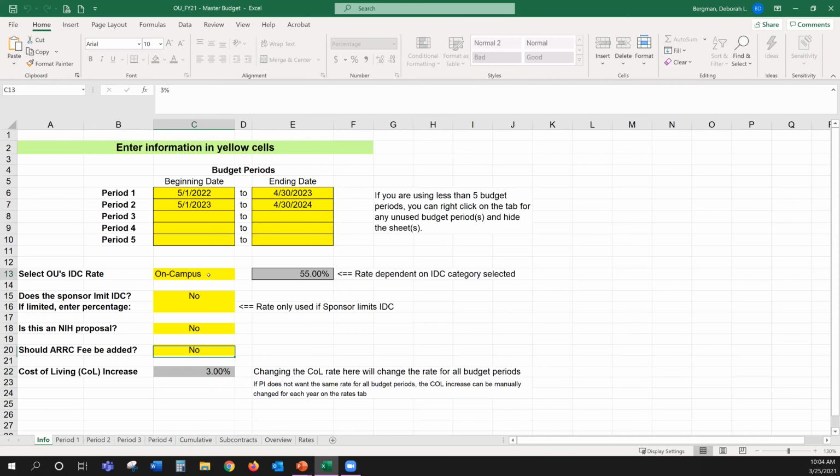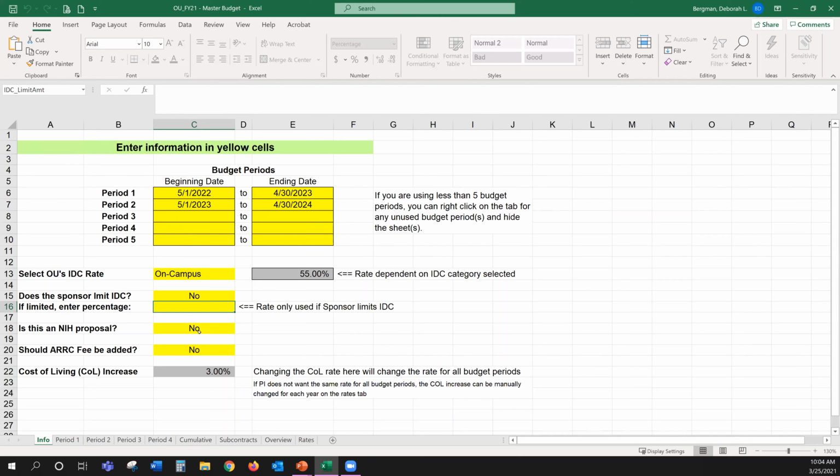If something other than full IDC is requested, the PDS will adjust the IDC rate, and they will send you then a form that has to be completed. It's the request for reduced IDC rates form. It has to be completed for any off-campus instruction or other sponsored activity IDC rates. If the sponsor has a limitation on IDC, the PDS will select yes for the sponsor limitation, and they will enter the IDC or the percentage that they allow.